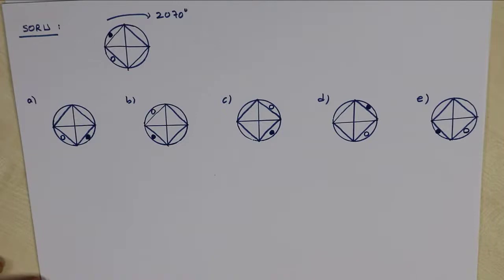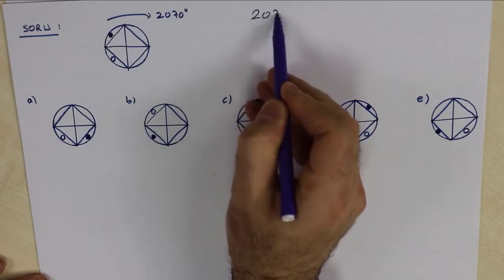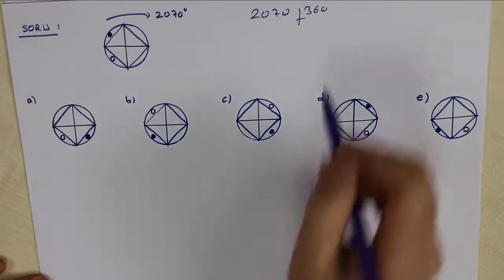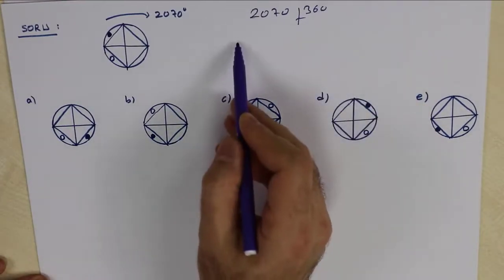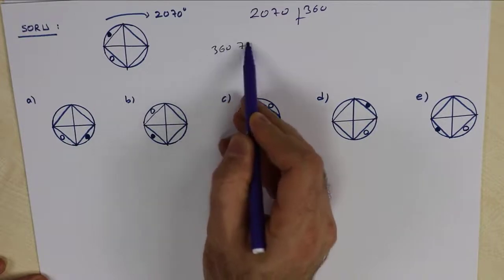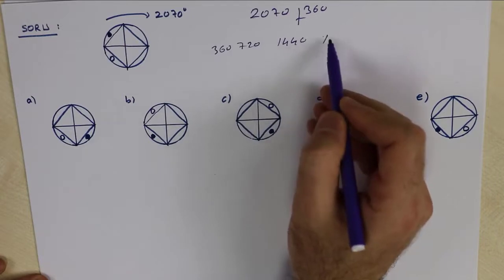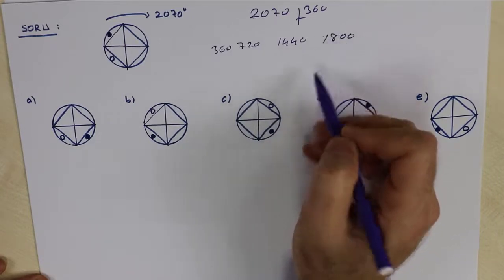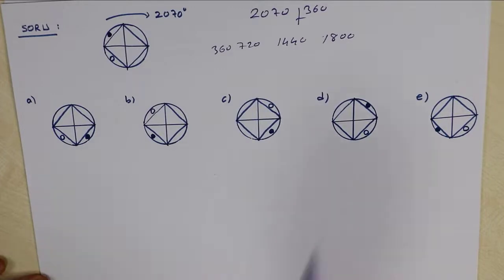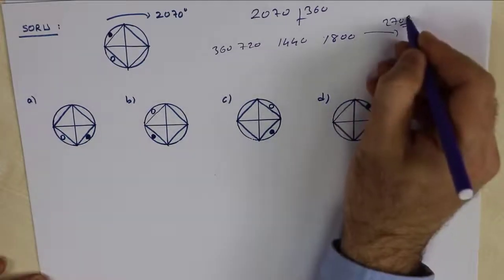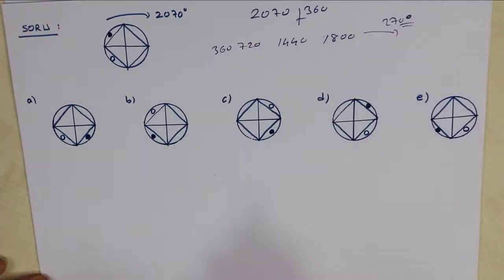If we divide it by 360 for each complete rotation, we have 360, the first rotation, 720, the second, 1080, the third, and the fourth, 1440, and 1800. Then we have 270 degrees for the fifth movement or rotation. Well, instead of clockwise 270, we can replace it by counterclockwise 90. It's the same thing. This is a complement.